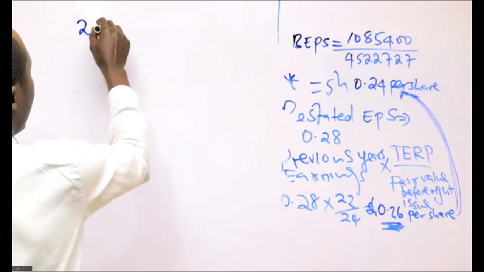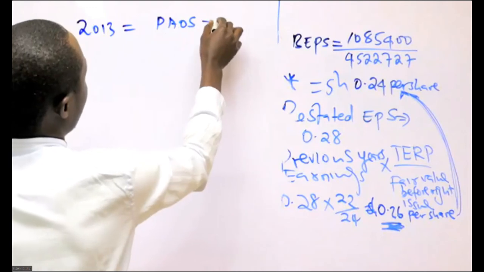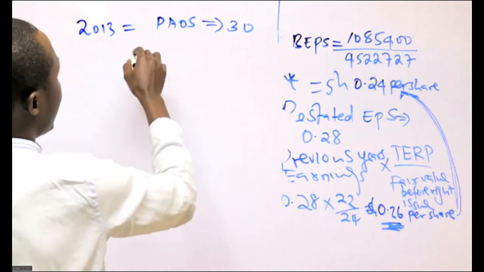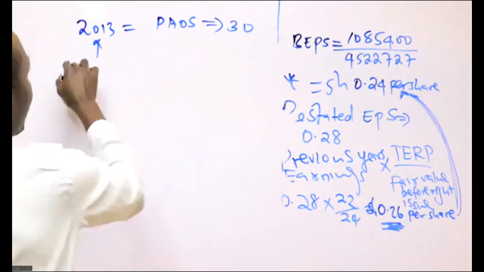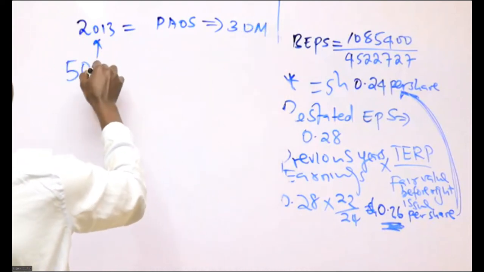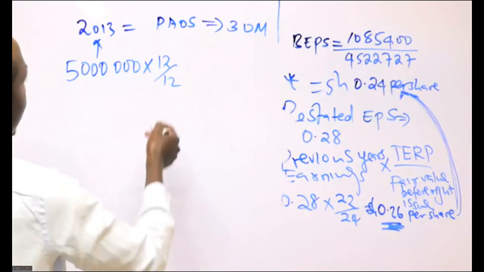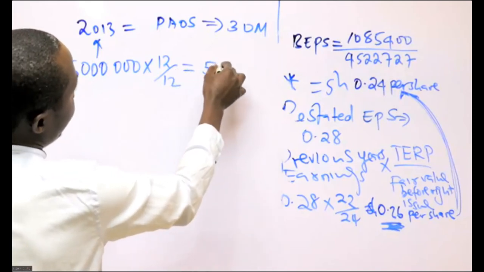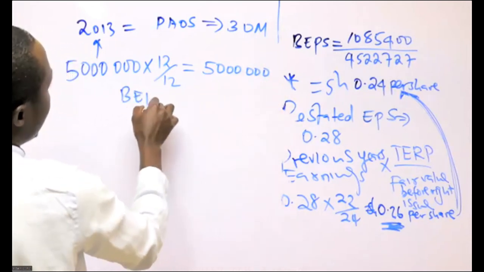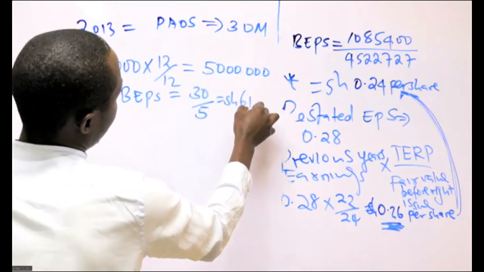Well, for 2013, this is the third year. They have said that before the rights issue, the number of outstanding ordinary shares is 5 million, remembering that this is in millions. Even if you weigh 12 over 12, because they were outstanding for the entire period, you remain with 5 million. So basic EPS 2013 will be 30 divided by 5, which is 6 shillings per share.